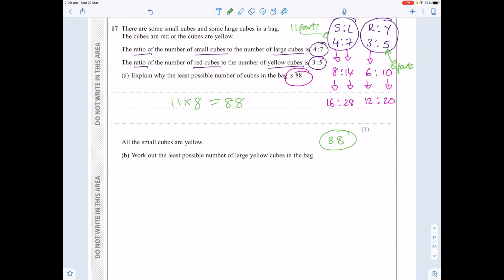And you could give some explanation like these are all simplified ratios, and you could write down that the ratios could get more and more. Okay, so that's this part of the question done.